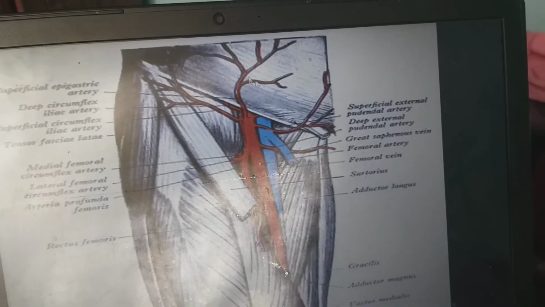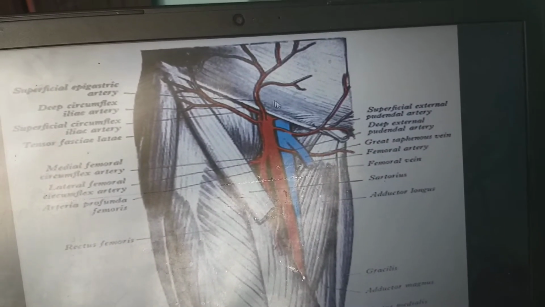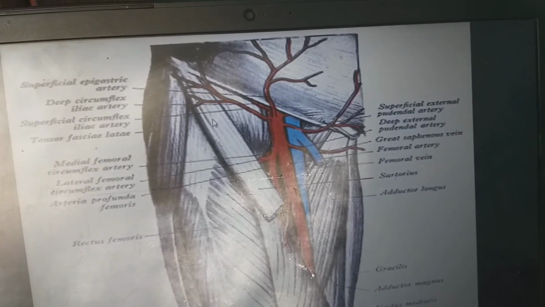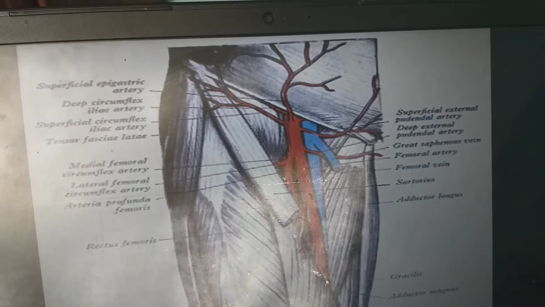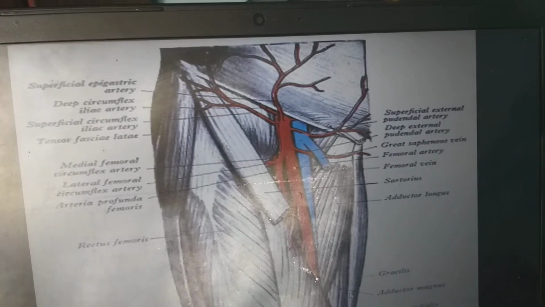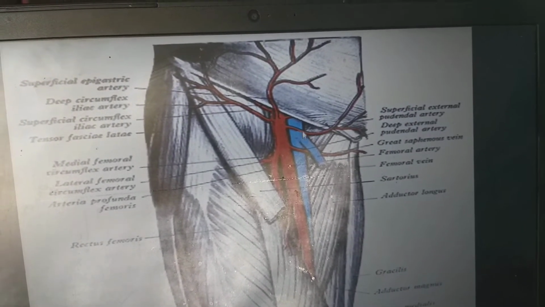This is the superior border of the inguinal ligament, the superior border of the femoral triangle. Which one is the lateral border? Here, sartorius, we have said. Which one is the medial? Adductor longus. Good. So this is the femoral triangle.